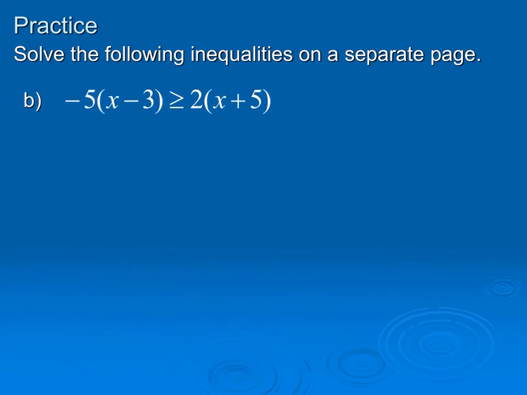Next example. Solve the following inequalities. Okay. Again, I'm just going to do the distribution here, make my life simple. Negative 5x plus 15 greater than or equal to 2x plus 10. I'm going to bring the 2x over, so it's negative 5x minus 2x, and I've got greater than or equal to 10 minus 15. I brought the 15 over in the same step. Simplify over here, I get negative 7x greater than or equal to negative 5.